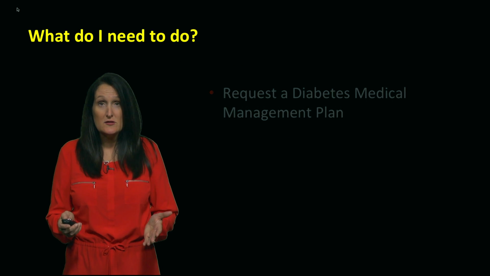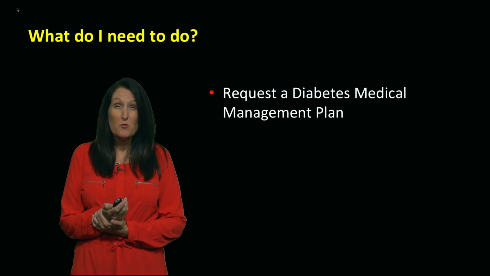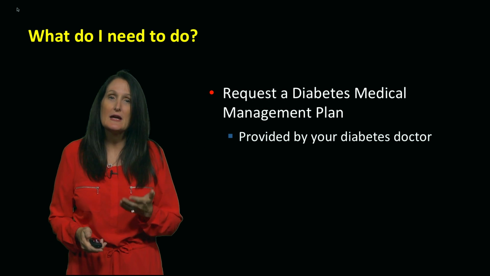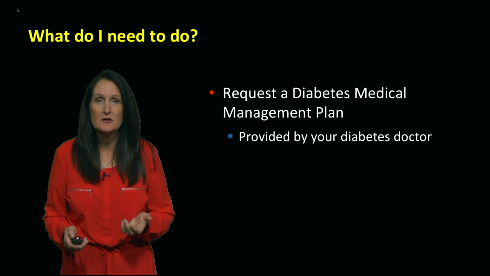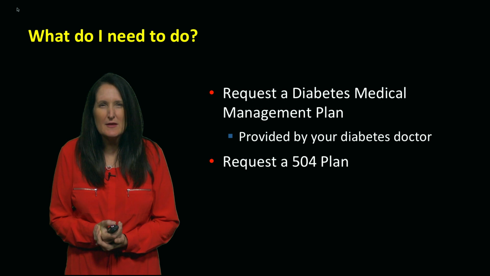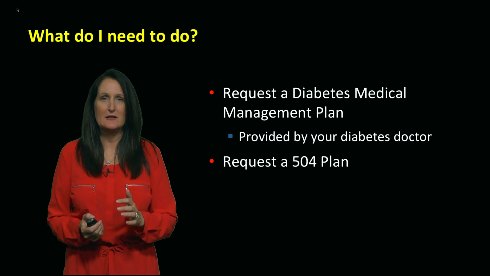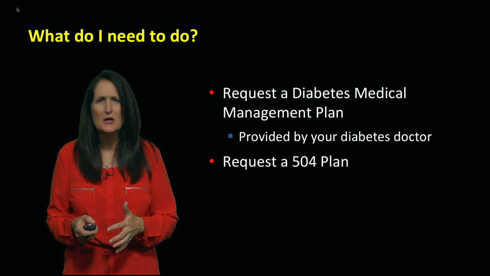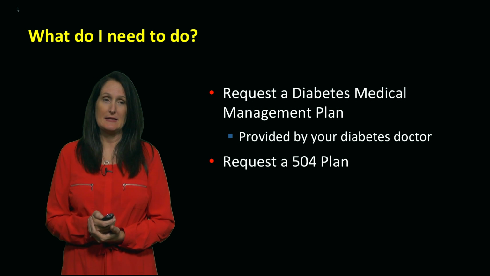So what do you need to do? Well, the first thing you need to do is request a diabetes medical management plan. Some people call this doctor's orders. You can get these from your child's diabetes doctor or the doctor's office. It's best to ask for these in advance. Don't wait until the first day of school or the week before school starts. Ask for them sometime mid-summer or even as the last school year is ending, because they can be done.